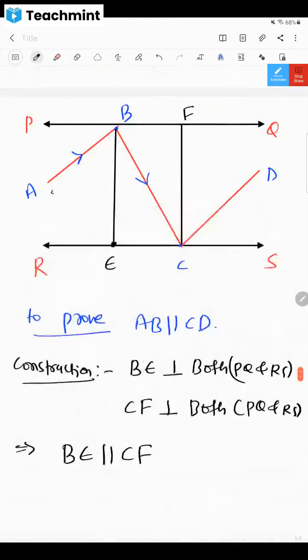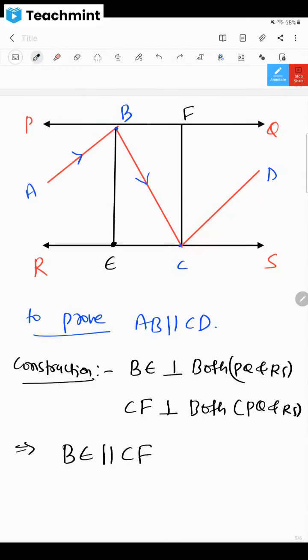Now leave aside AB, CD, BC and all. Don't look at them. Just look at these two lines, BE and FC, or EB and CF, whatever you want to call them. Look at them, are they parallel or not? So they are parallel to each other.